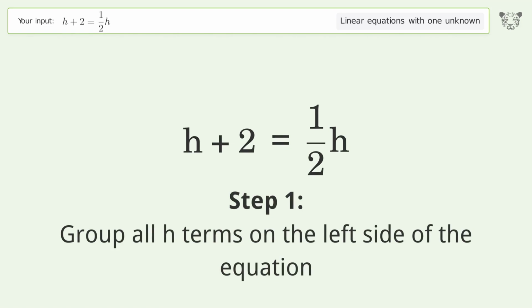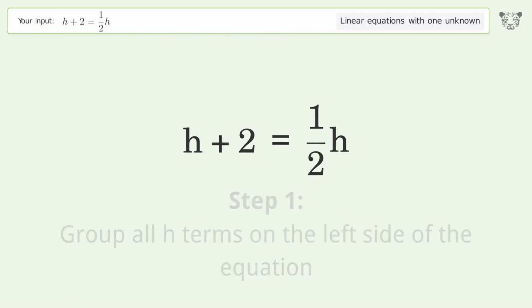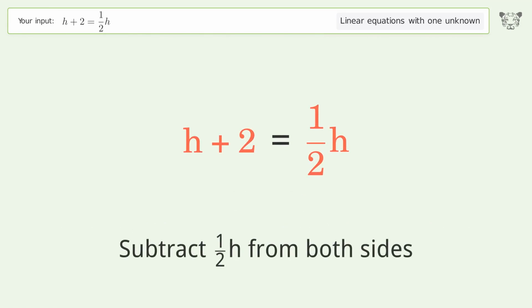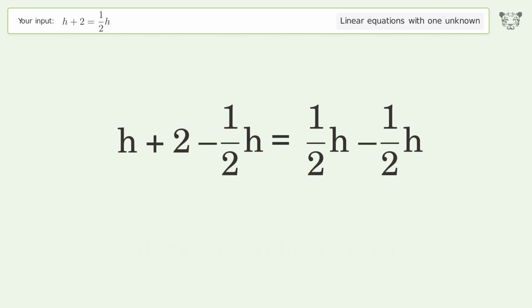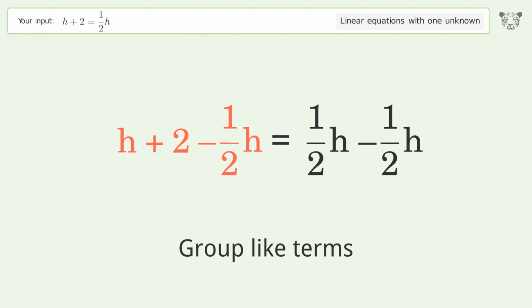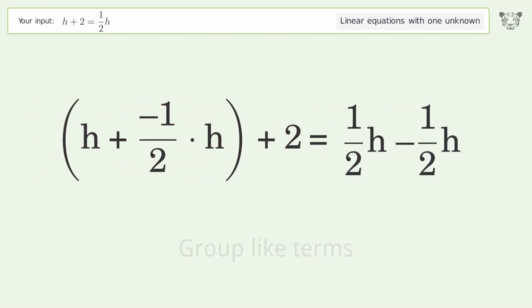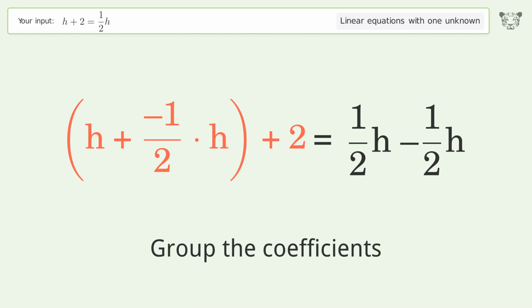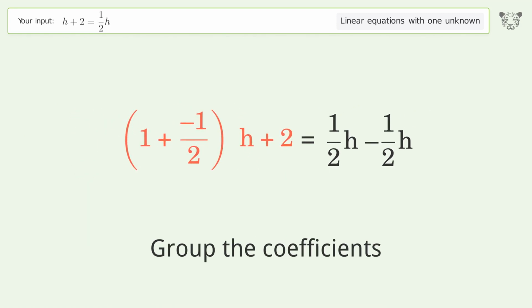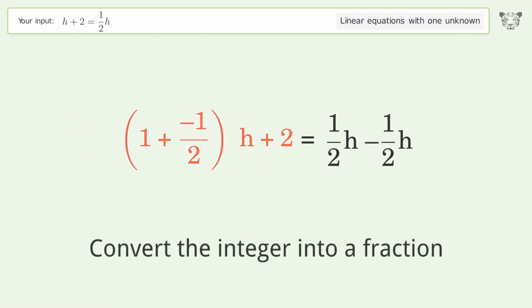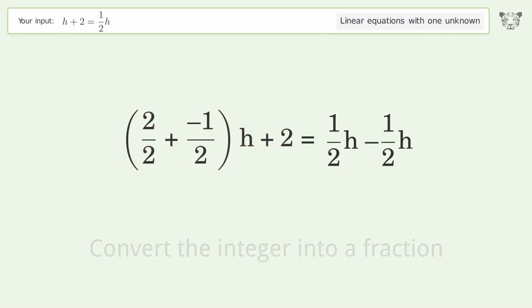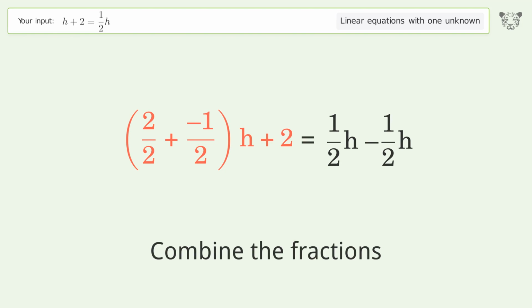Group all h terms on the left side of the equation. Subtract 1 over 2h from both sides. Group like terms. Group the coefficients. Convert the integer into a fraction. Combine the fractions.